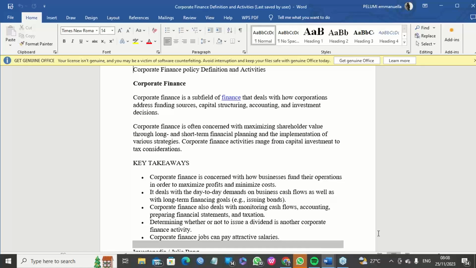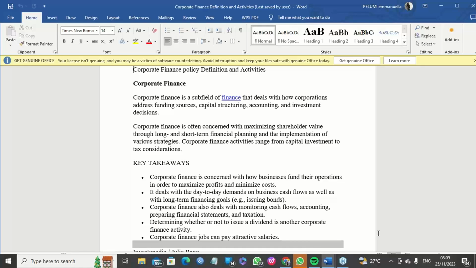When we talk about the funding, we look at the capital funding sources, and we have three major sources. There we have the capital structuring, the accounting and investment decision. We'll work upon that later when we meet. Then we'll also look at corporate finance.